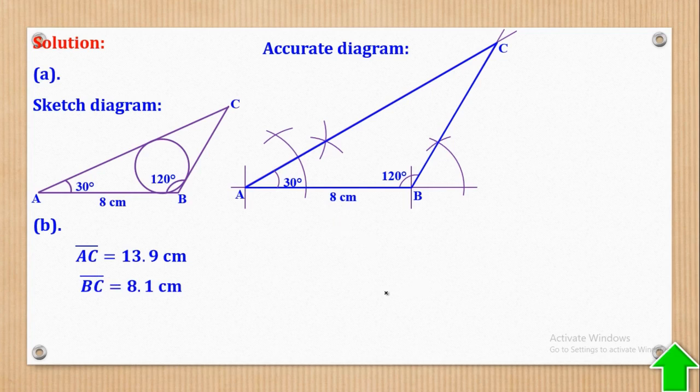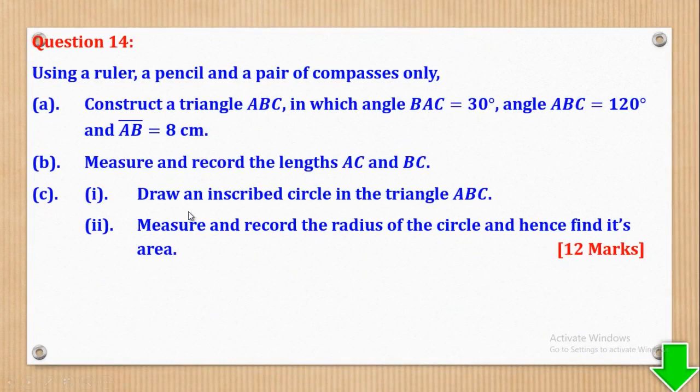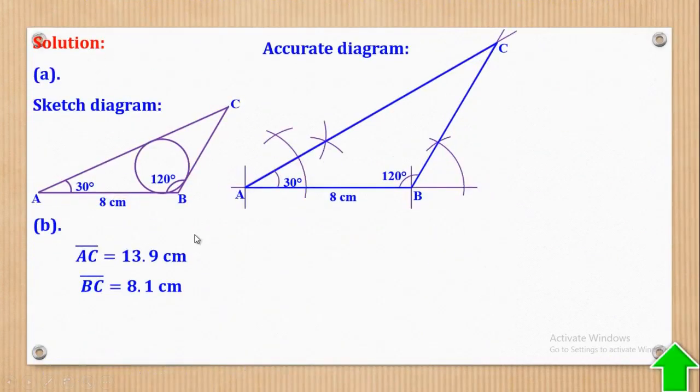So next is to inscribe. Let's look at part C. Part C, they say draw an inscribed circle in the triangle ABC. So let's go and draw an inscribed circle. So we shall put our compass there. For inscribing, we have to bisect the angles. So I'm going to first bisect this. When I put my compass needle there, I'll draw my arc there. Then come and put the compass needle here and draw that arc. So the intersection, we are going to draw a line through that. That will be the bisector of that angle.